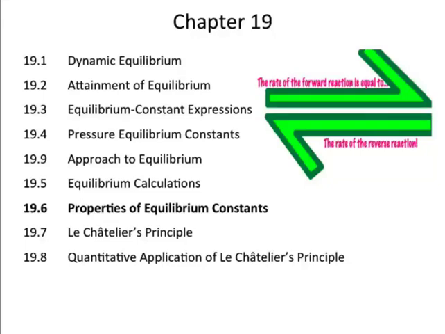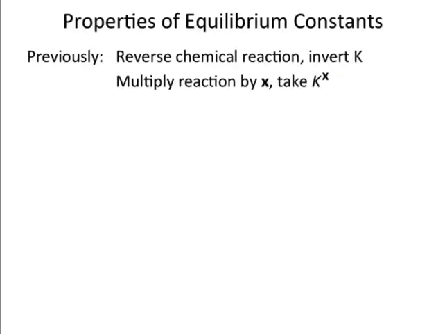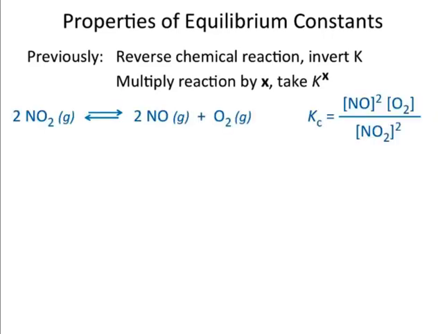Hello, in this video we're going to talk a little bit more about equilibrium constants and how you treat them when you work with reactions in different ways. So we talked about this in a previous video, and here's what we said: if you have some chemical reaction, and here's the example we used, you have the products on top, the reactants on the bottom, multiplied to a power of their stoichiometric coefficients.